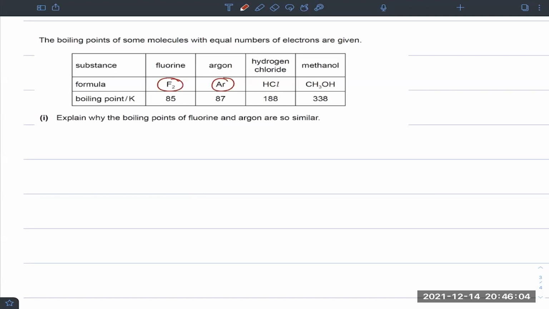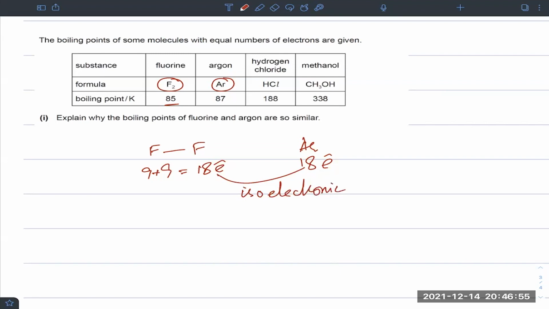But if you look in the periodic table, fluorine and fluorine, they will both have a combined electrons of 9 plus 9, that is 18 electrons. And argon atom will also have 18 electrons. So they have the same number of electrons, which is why the strength of instantaneous dipole is also going to be the same. So obviously the amount of energy required is going to be roughly the same. And why is argon's 87 slightly higher and the other slightly less? That is because of the molecular size. So we call them isoelectronic, that they have the same number of electrons.